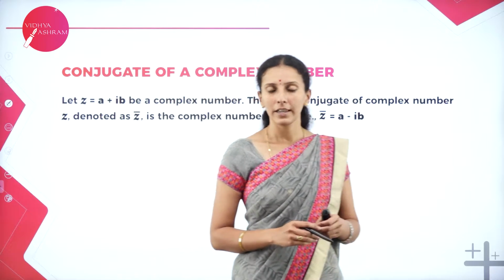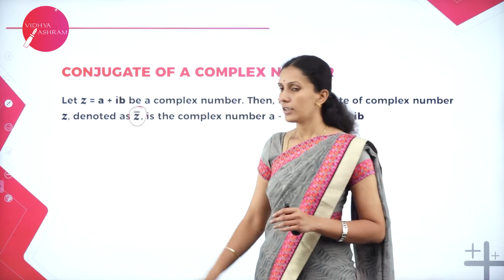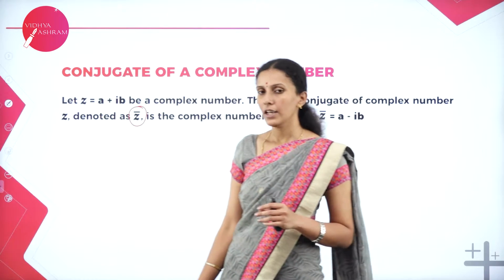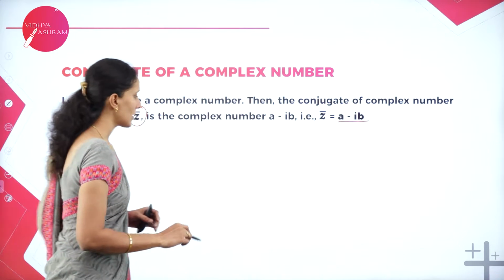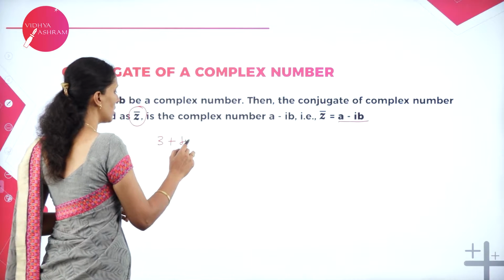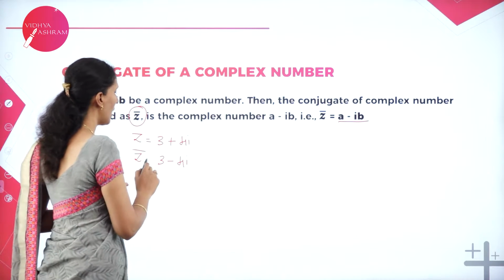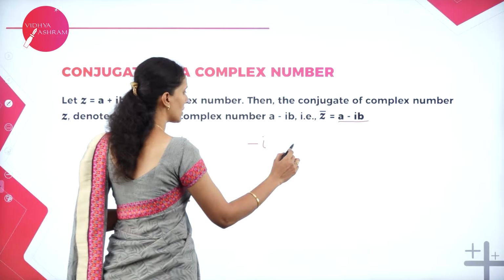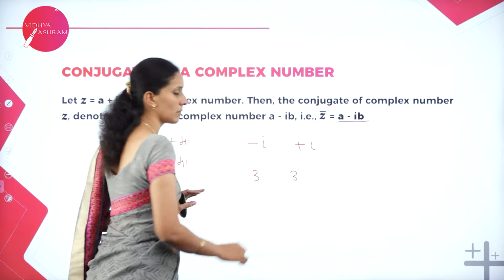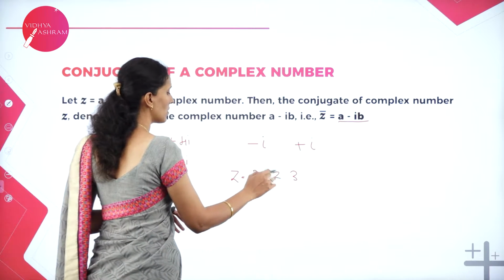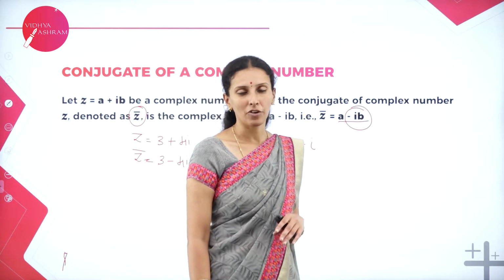Conjugate of a complex number is nothing but changing the sign of the imaginary part. It is denoted by Z conjugate, or Z bar we can say. It is usually written in terms of A minus iB. For example, suppose you have 3 plus 4i, its conjugate is 3 minus 4i. If this is Z, then this is Z bar. And if you have minus i, then its conjugate is plus i. If you have 3, that is only the real part, then the conjugate is also the same, 3. So in terms of conjugate, you are only changing the sign of the imaginary part of a complex number.